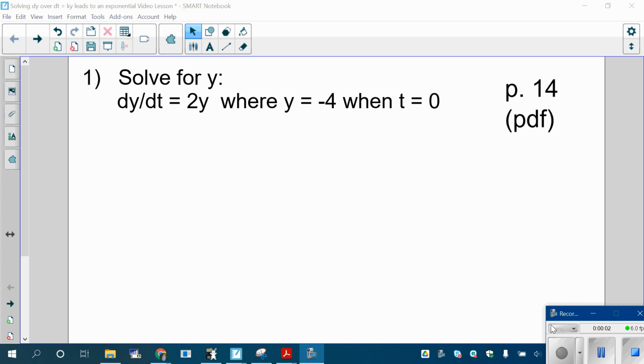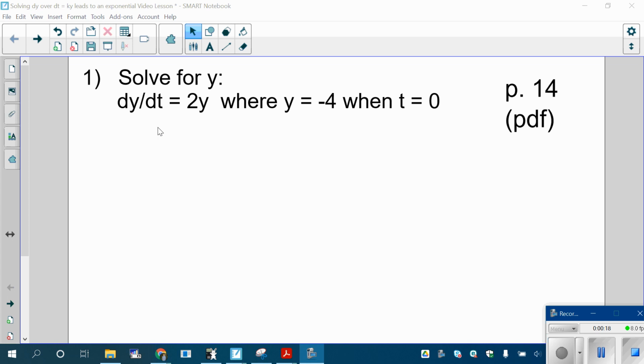Mr. Covey here, and this video is about solving differential equations of a particular type, and this should be a pretty quick video. This is on page 14 if you go by the PDF numbering, or 15 if you use the other numbering, in your note packet.